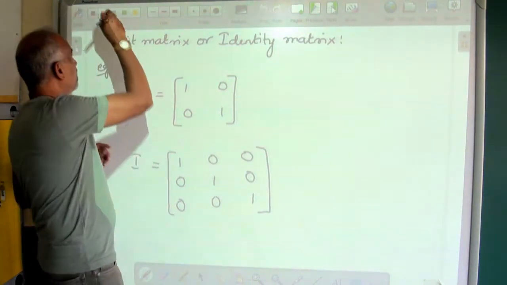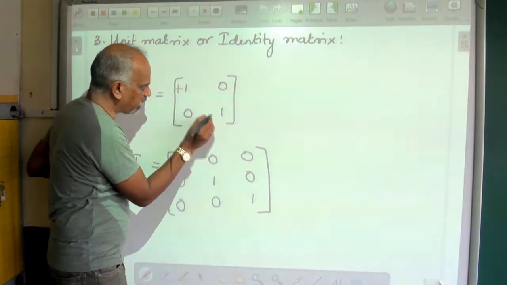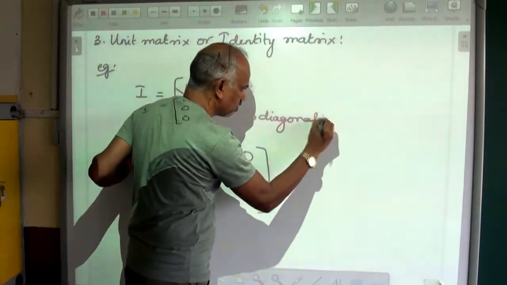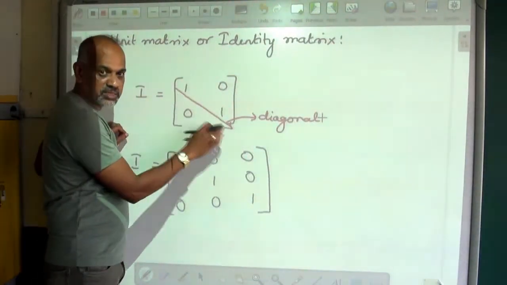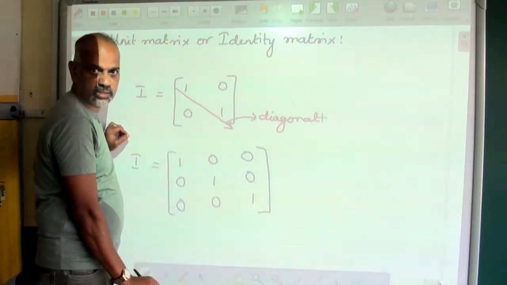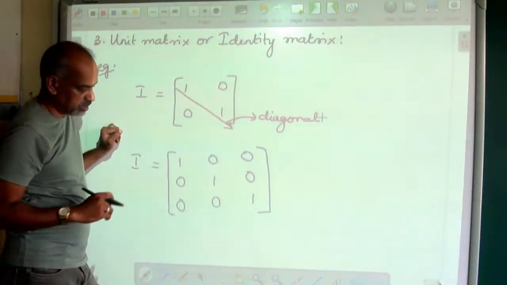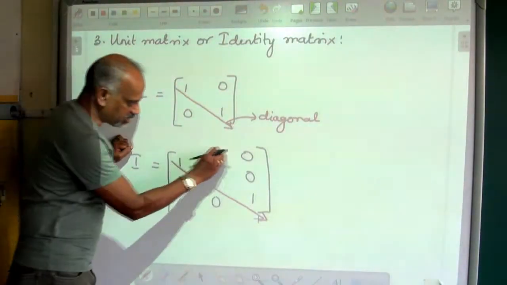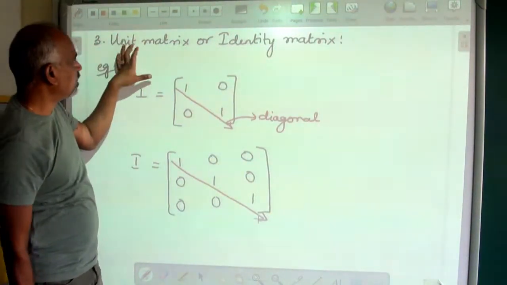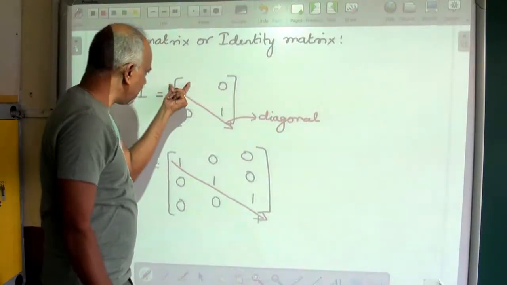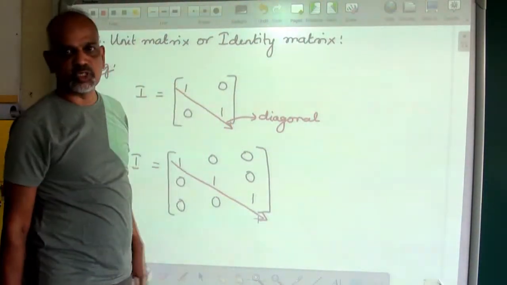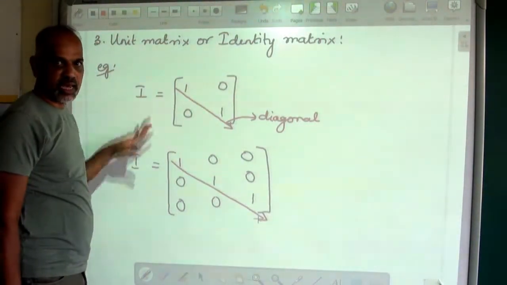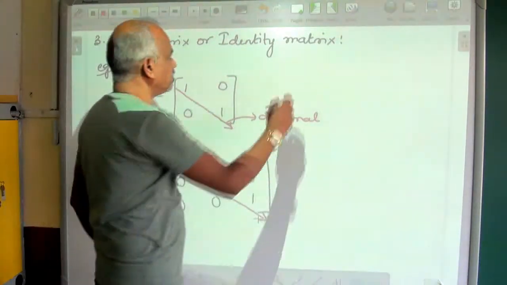Now for a matrix, the diagonal is from the top left to the bottom right. Top left to the bottom right. This is the diagonal. So look at the diagonal. The elements in the diagonal must be 1s, the rest are all zeros. Look at the second example. I again stands for identity matrix. This is your diagonal. Look at all the elements in the diagonal. They are all 1s. The rest are all zeros. Okay. So for a unit matrix or an identity matrix, diagonal elements should be 1. All the other elements should be 0. And this sort of matrix, that is unit or identity matrix, is always represented by a capital I. Okay. So that's about identity matrix.